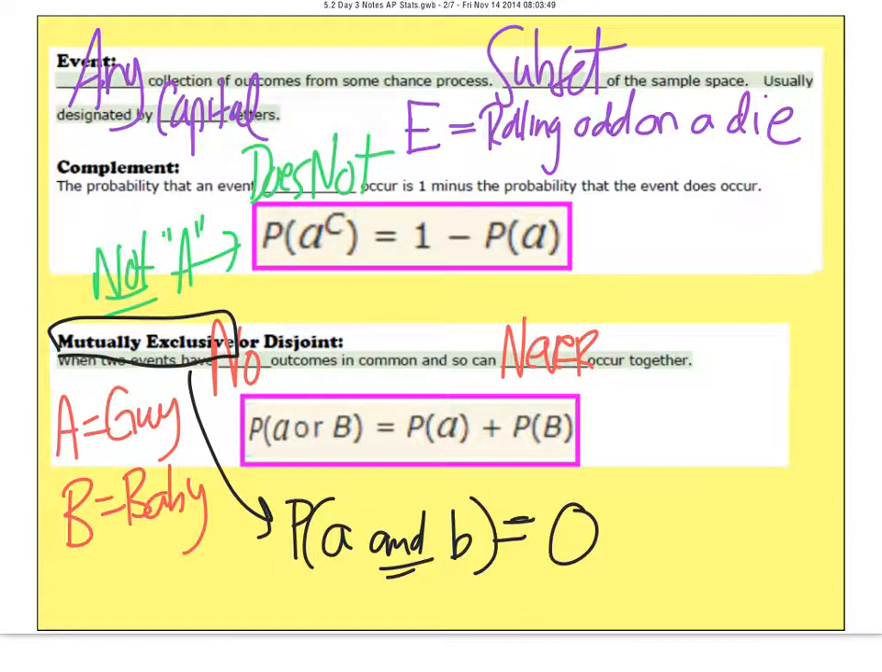So be careful though, because the "and" one is going to be 0, you could still do "or." In probability theory, when you hear the word "or," it means to add. So in this case, could I find the probability of A or B? Sure. I would say, what is the probability I'm a guy? And then I would add to it, what's the probability that I'm going to have a baby?